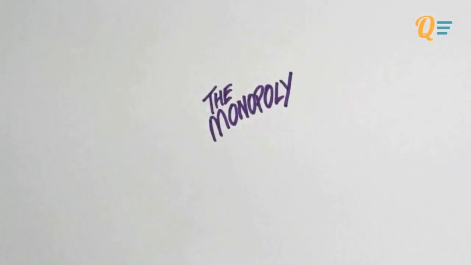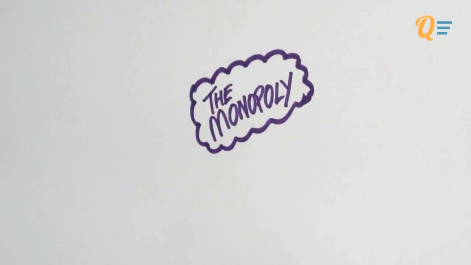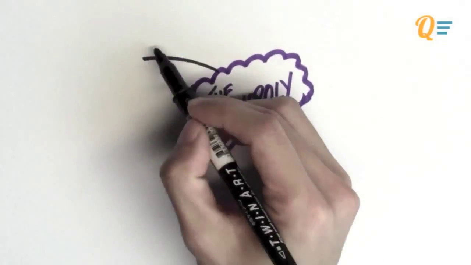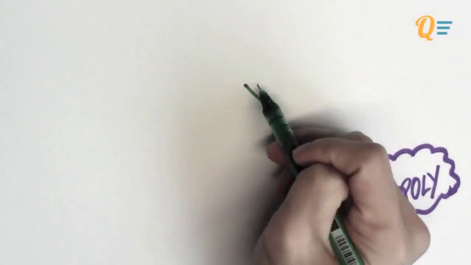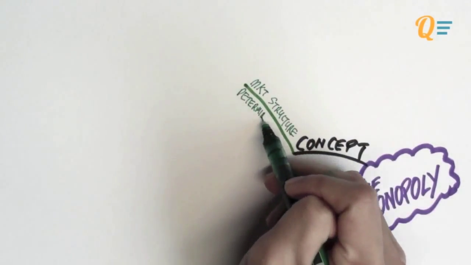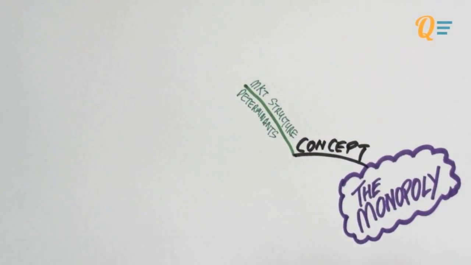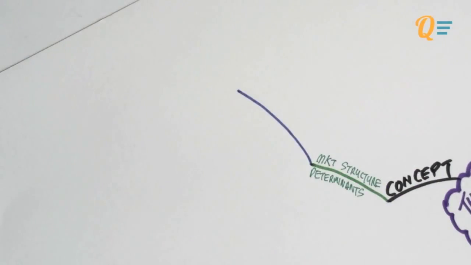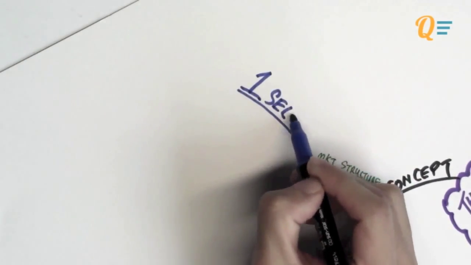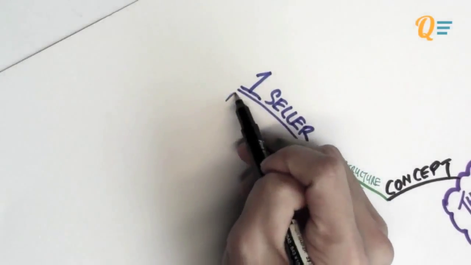In our opinion, the monopoly is the most interesting market structure that you can find in Chapter 4. So let's begin with a few concepts and recapping a few things that we learned in the previous video. Let's look at the market structure determinants that determine that a firm is indeed a monopolist in this market. The most obvious fact of a monopoly is that it is the only seller in the market that is serving many different buyers.